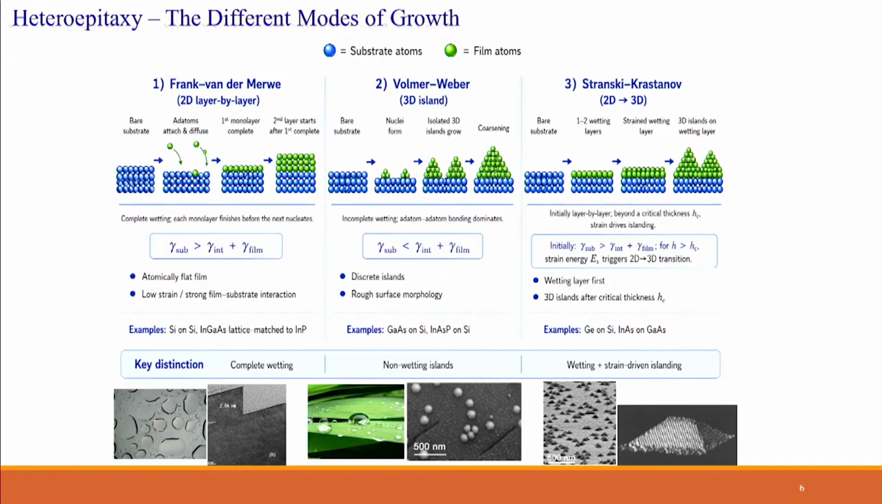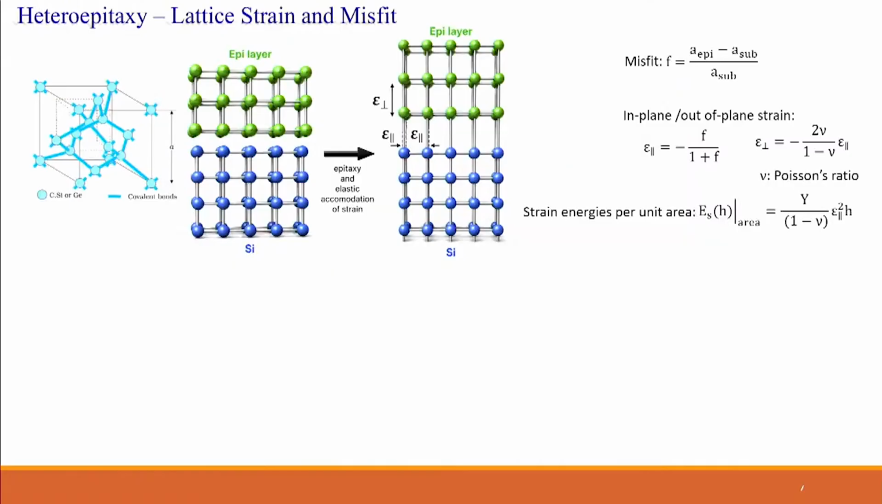So speaking of strain, let's say this is your substrate, silicon, on which you are growing an epilayer. It has a larger lattice constant. Because it's epitaxial, you need to form these covalent bonds. You can see that in this direction, the lattice is compressed because it has a larger lattice constant. On the free side, the lattice is stretched. This is called tetragonal distortion.